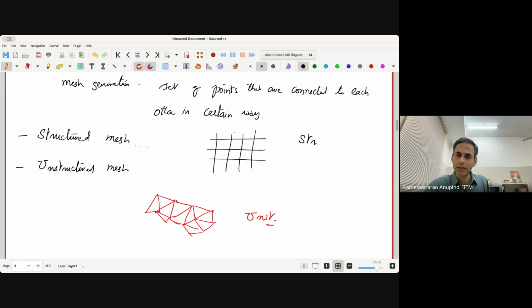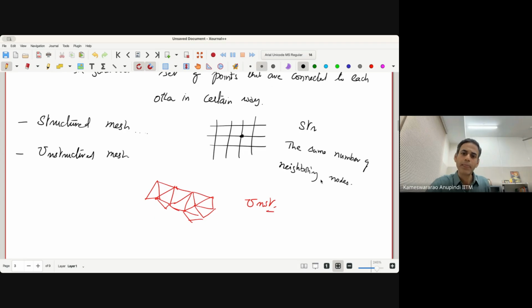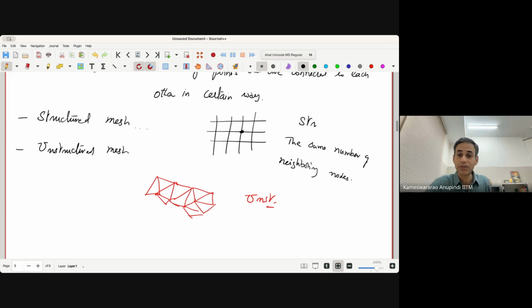So what is the underlying difference? Essentially, if every node in the interior of the domain or interior of the mesh has the same number of neighboring nodes all around, then we call this a structured mesh. That means wherever you go, this particular node has only 4 neighbors. Similarly, if you go here, it has only 4 neighbors and so on. Such a very structured arrangement, we call a structured mesh.